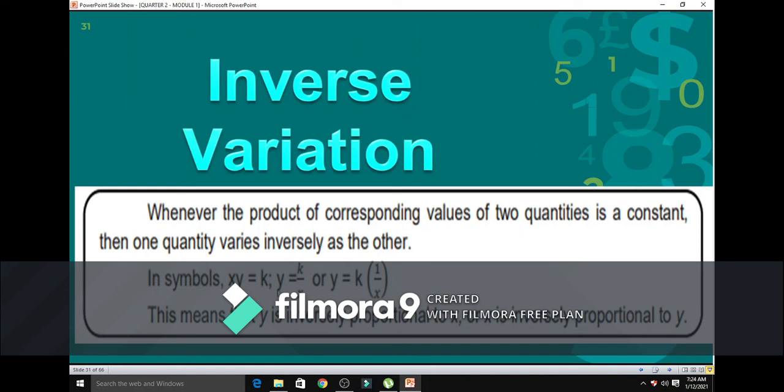So, kapag isisulat natin siya in symbols, that is y is equal to k over x po. Para mahanap natin yung equation for k, k is equal to x times y. Or minsan, yung equation ay nakasulat din as y is equal to k multiplied by 1 over x. Or yung reciprocal nung second variable.